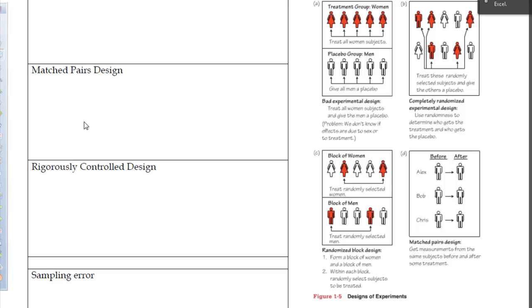Another easy way to get matched pairs is possibly from twins. That's very easy to do a matched pairs design that way. So in the image it says get measurements from the same subjects before and after some treatment. Okay, we could do that. Or if possible, if we have to, we can try to match people on the key factors. Okay? The rigorously controlled design.